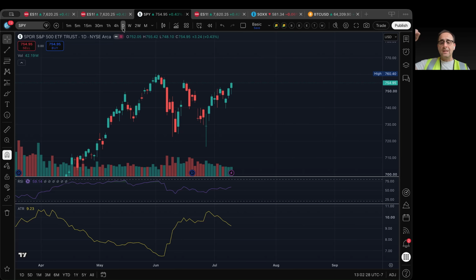It's not the sole reason I get into and out of things, but it's a conditional checkbox that I use. Okay, so that's just a little insight into what I look for.